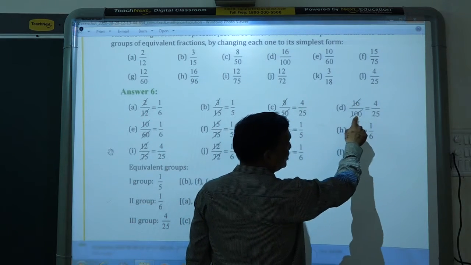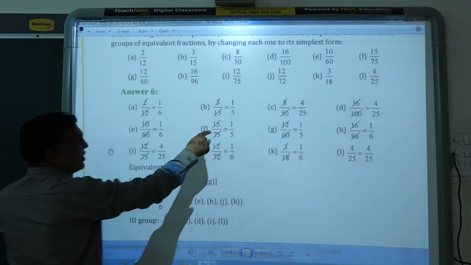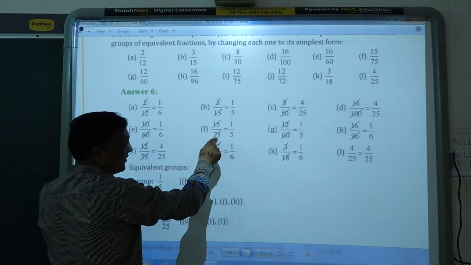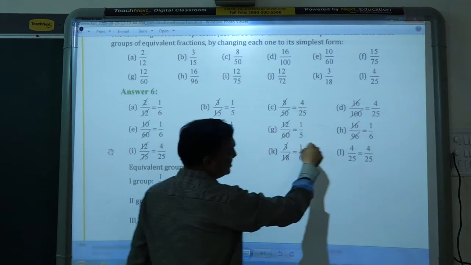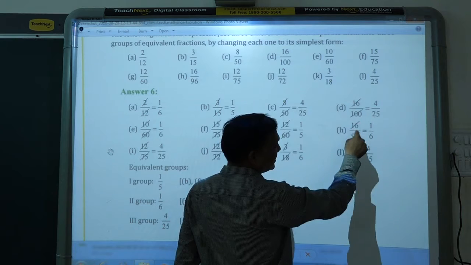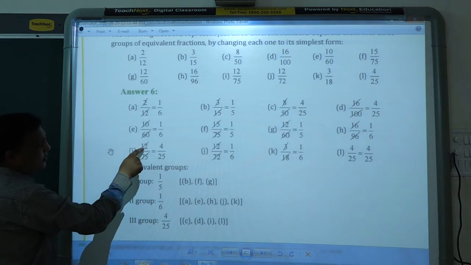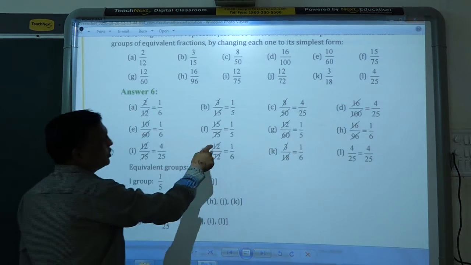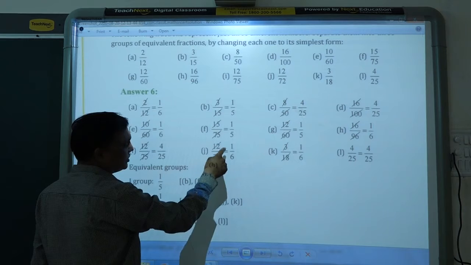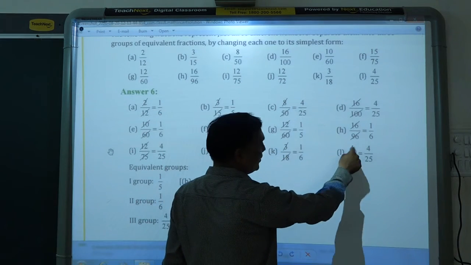4 4s are 16, 4 25s are 100. 10 upon 60, 10 1s are 10, 10 6s are 60, so 1 upon 6. 15 upon 75, 15 1s are 15, 15 5s are 75. 12 upon 60, 12 1s are 12, 12 5s are 60. 16 upon 96, 16 1s are 16, 16 6s are 96. 12 upon 75, 3 4s are 12, 3 25s are 75. 12 upon 72, 12 1s are 12, 12 6s are 72. 3 upon 18, 3 1s are 3, 3 6s are 18. 4 upon 24.